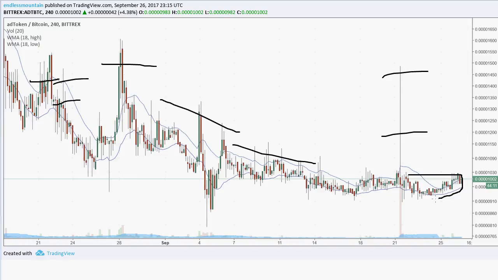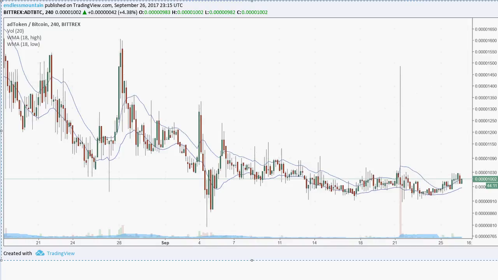Granted, it's not like it's been that great in here. Although, anything you bought in here, thank you, I just got a sale. Now the question is, is it worth the volatility? Because I'm basically buying at 1,000 Satoshi.